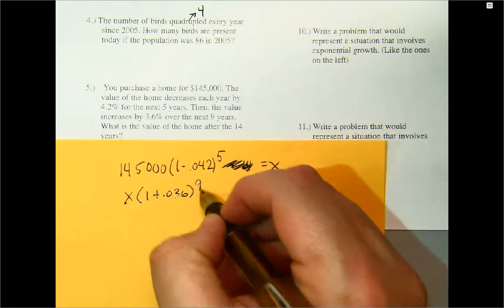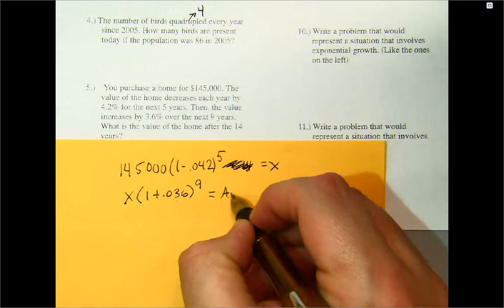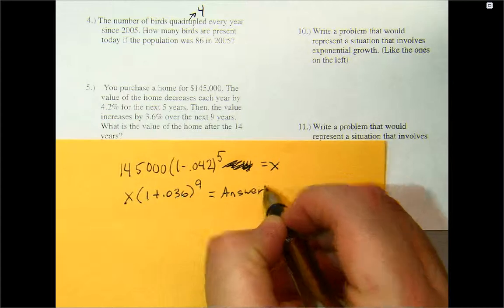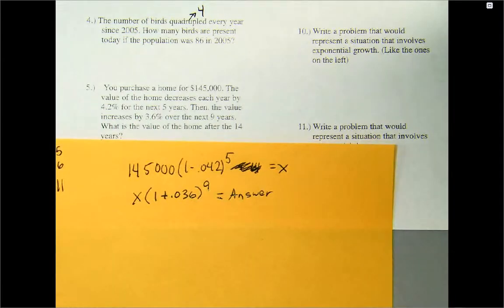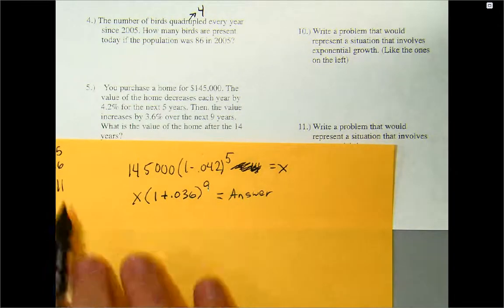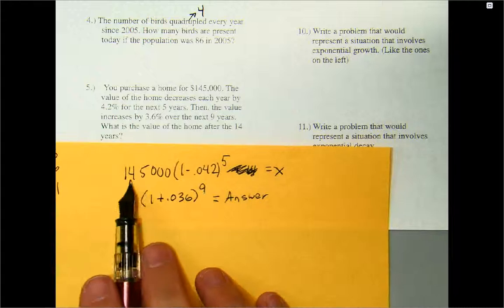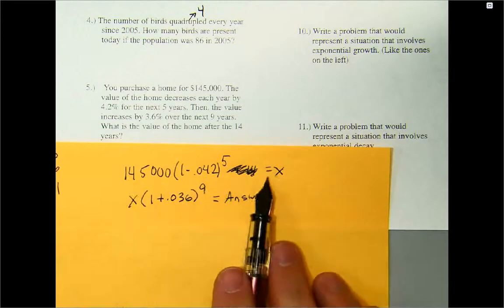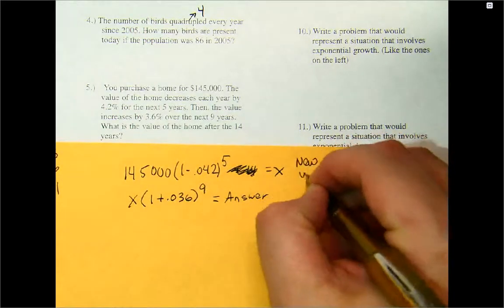That's how you do it. It decreases first, so we have to take care of the decrease. This is going to be the new value. After 5 years, this will be the new value of the house. Then we go in and we put the new value.